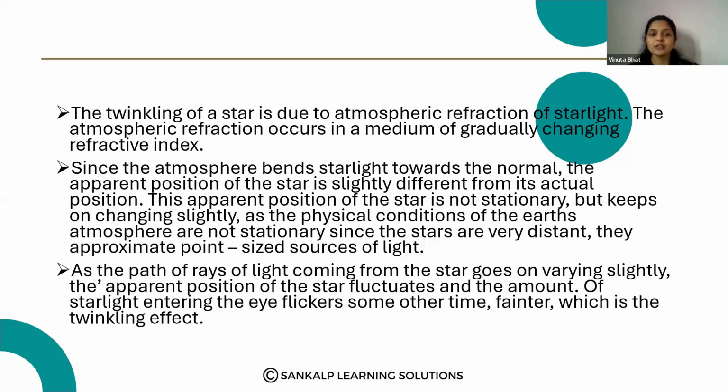As the physical conditions of the Earth's atmosphere are not stationary, and since the stars are very distant, they approximate point-sized sources of light. As the path of rays of light coming from the star goes on varying slightly, the apparent position of the star fluctuates and the amount of starlight entering the eye flickers, sometimes fainter, which is the twinkling effect. So that is the reason why stars twinkle. So actual phenomena, what happens there? What is the reason behind the twinkling of the star?